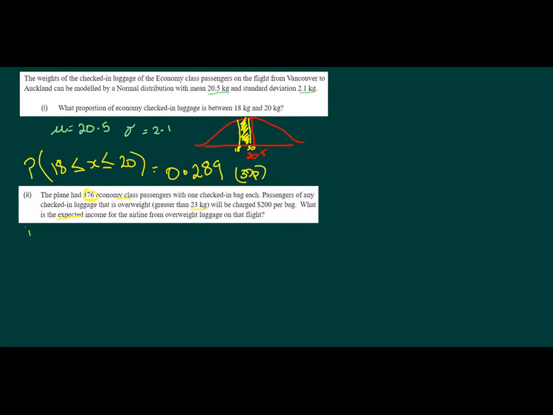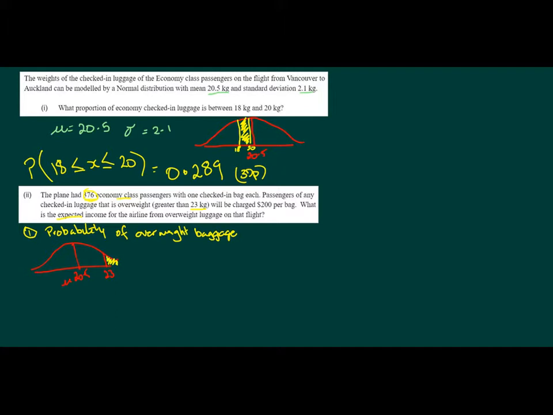So step one here is we have to work out the probability of overweight baggage, and that's where something is greater than 23 kilograms. So if we draw our normal distribution curve here, and we know the mean is 20.5, what we're looking for is anything that is greater than 23 kilograms. So it's all the way up here.